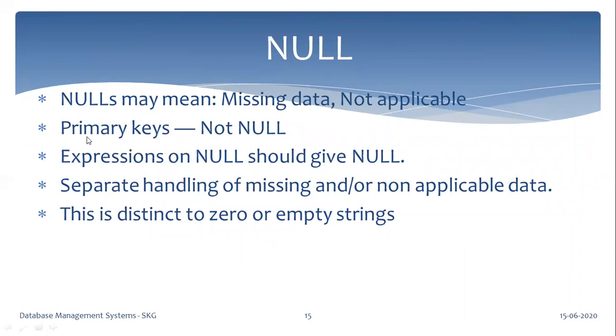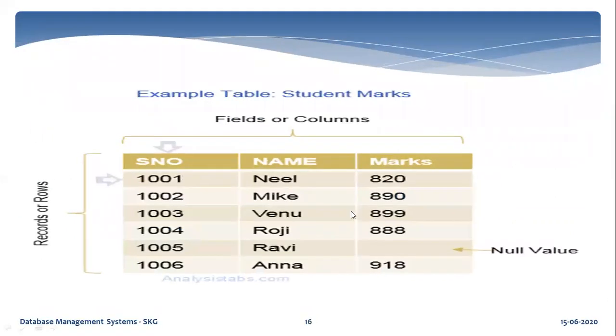Primary key, I have already told you, we have to set it as not null. Then only we can provide complete information over there. Now, separate handling of missing and inapplicable data: we have to handle it separately and distinct from zero or empty string. So it is not a zero or empty string. Now here we can see these marks are empty. So this is a null value.